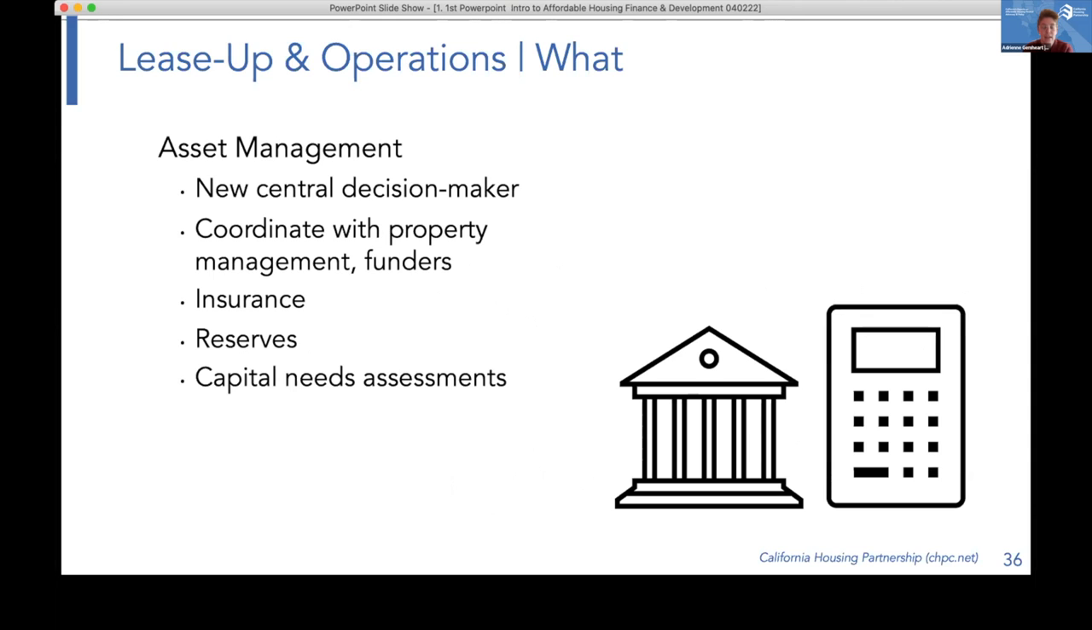And then you have asset management. So they are now the central decision maker rather than the development team, which was really driving in pre-development and through construction. So asset management coordinates with property management and different funders on their requirements. They're responsible for insurance and the reserves of the property, as well as if a capital needs assessment is required, asset management is the coordinator there.